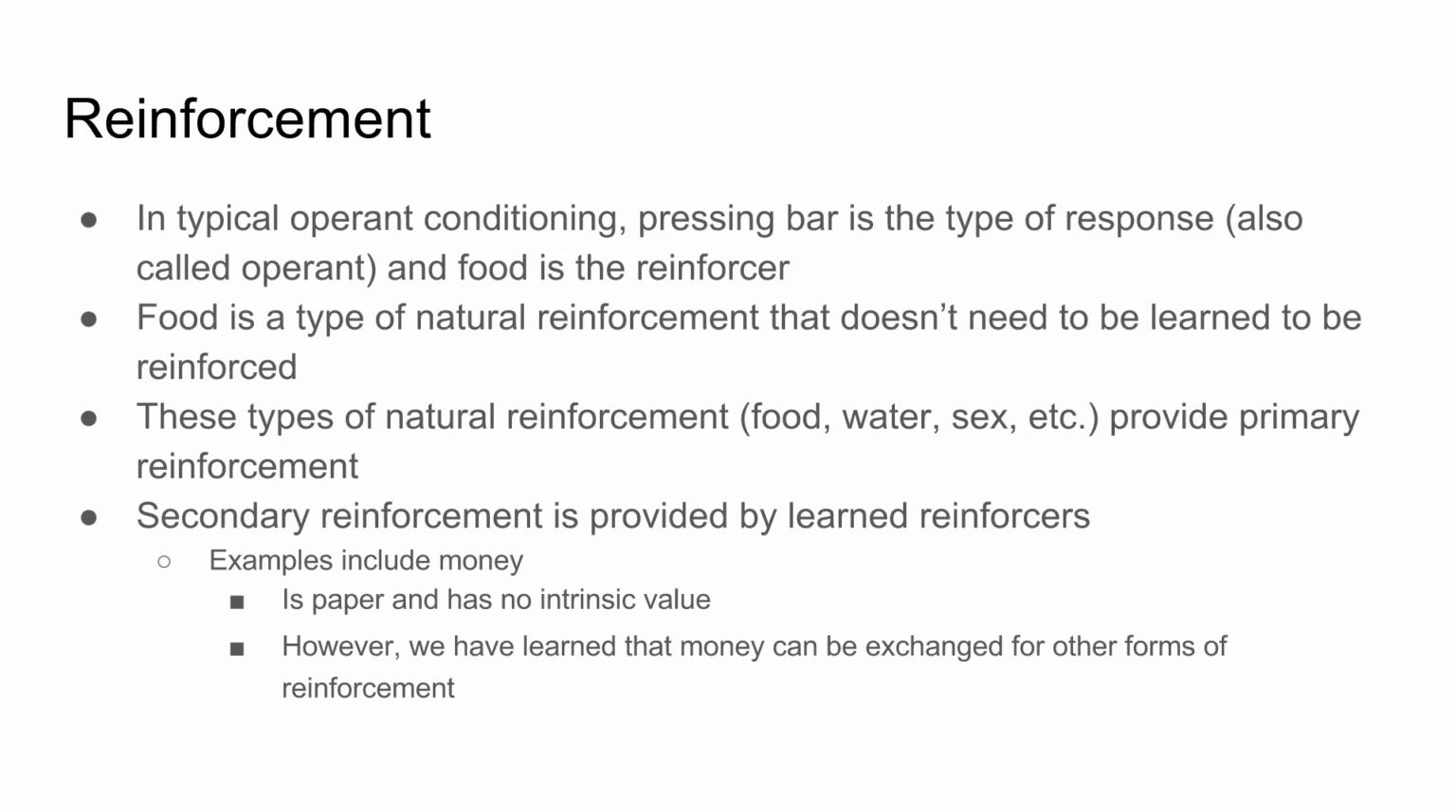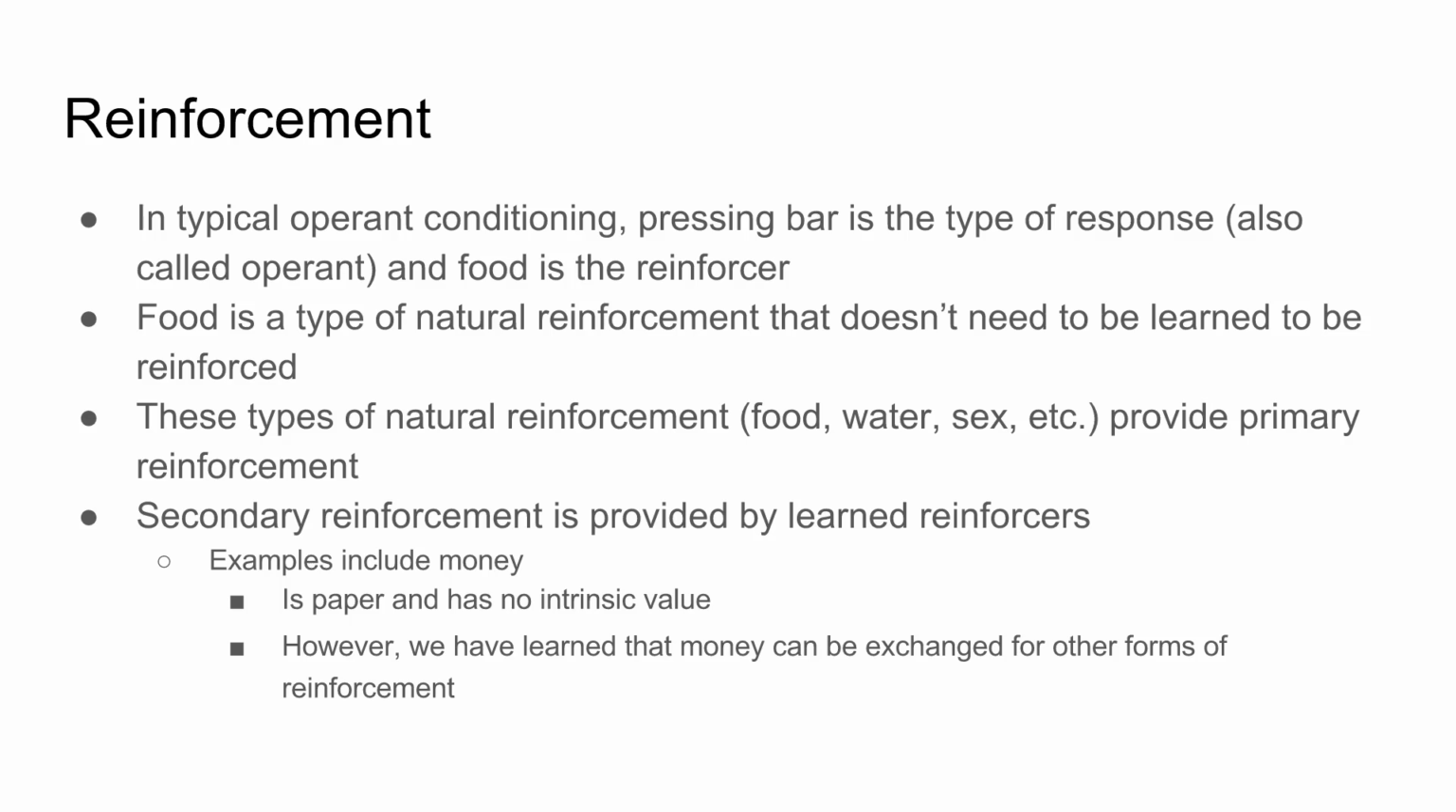The natural reinforcers are things like food, water, sex, and etc. These are things that don't need to be learned to be reinforcing. So people naturally want these, hence natural reinforcement. And this is the primary method of reinforcement.